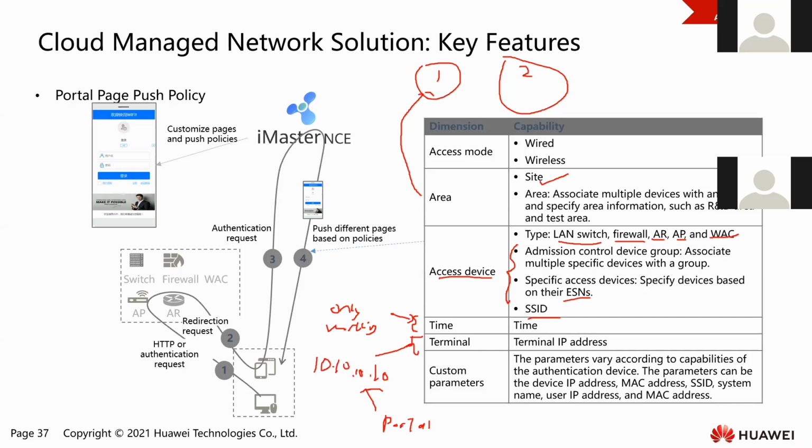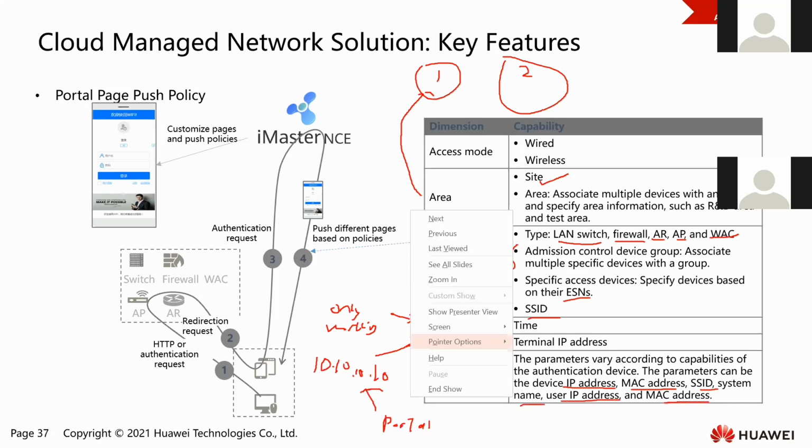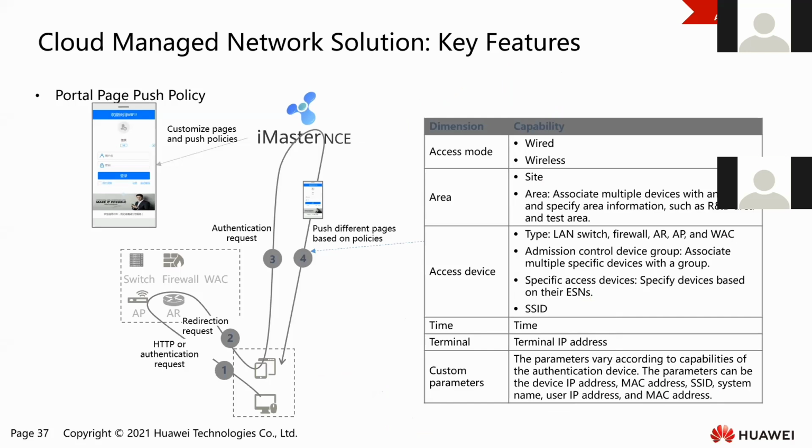And besides this, you can also specify some custom parameters such as IP address, MAC address, SSID, system name, user IP address, and MAC address name. Okay, so you can specify all this information inside the NCE campus. And on my left here, okay, we have the authentication process. So basically, this is how the portal page push policy works.